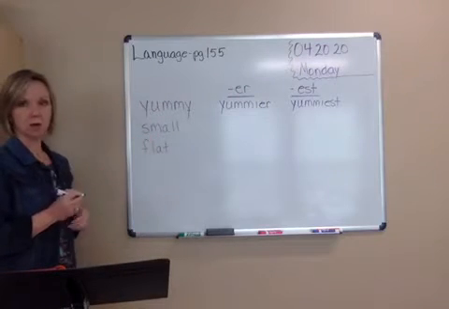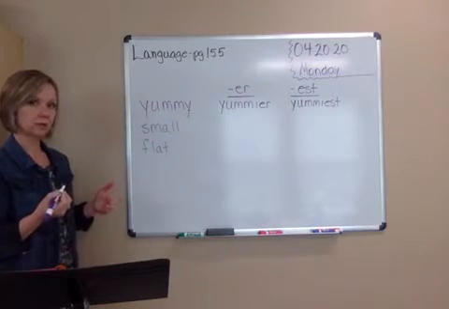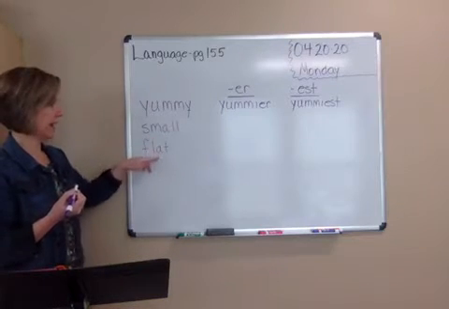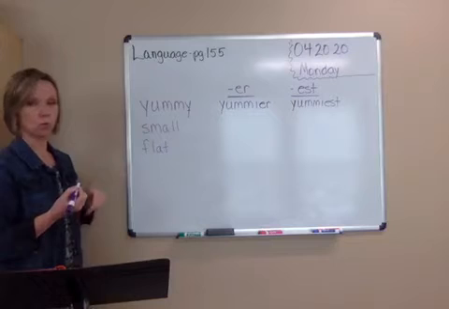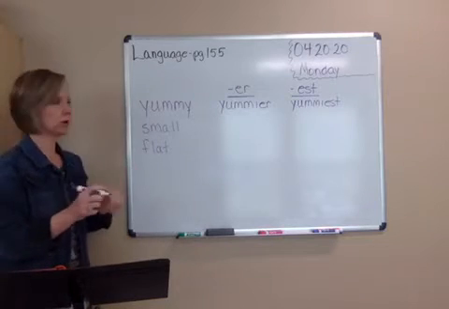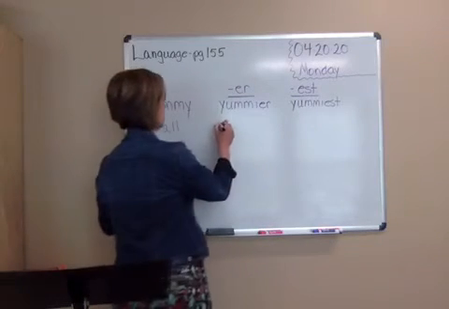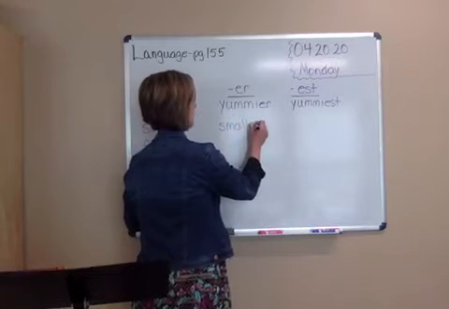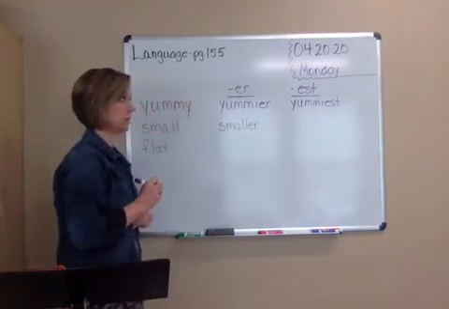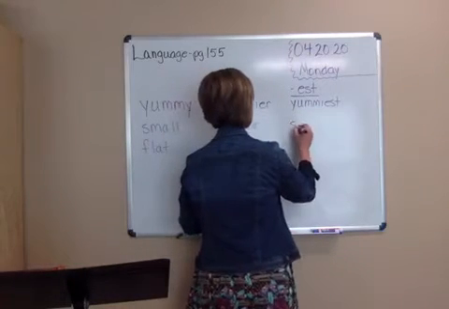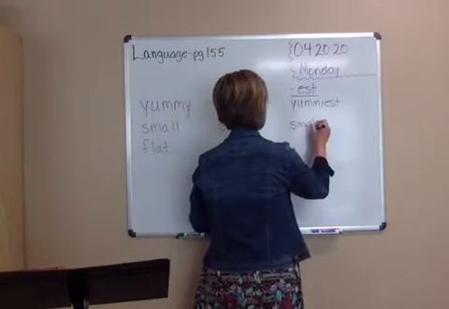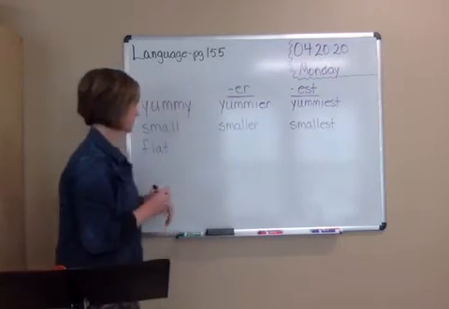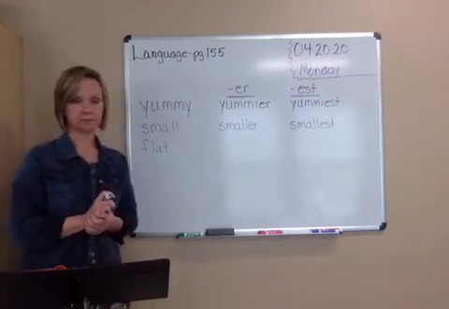Okay, let's look at small. Anything special about small that we talked about? There's not a vowel next to one consonant, just a regular word. So we're going to write our root word of small and simply add ER. And then simply write our word small, root word, and add EST.